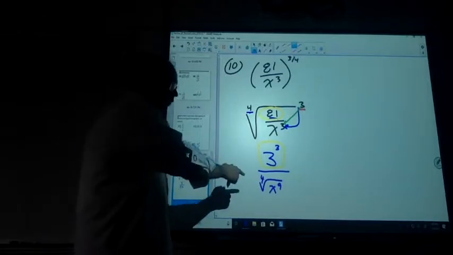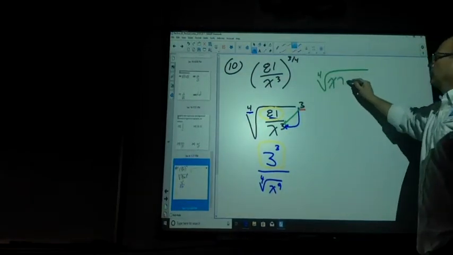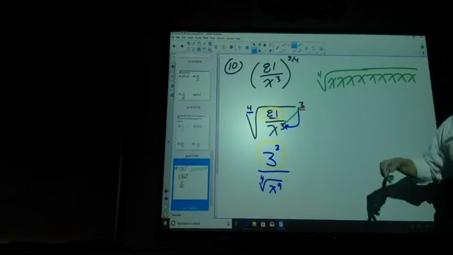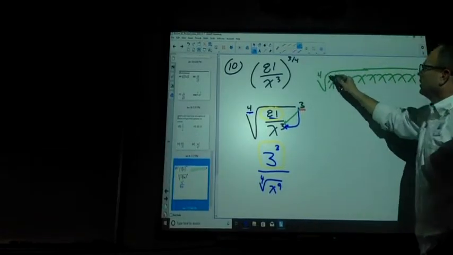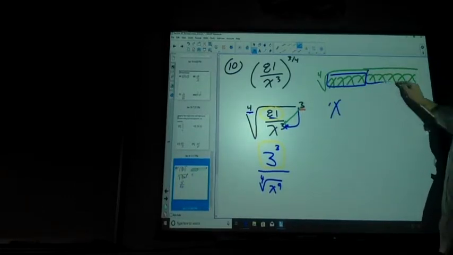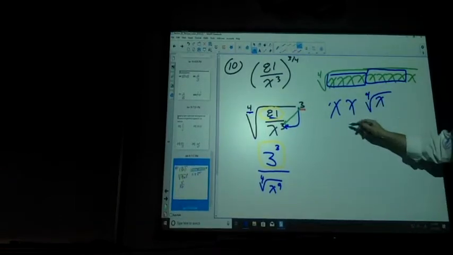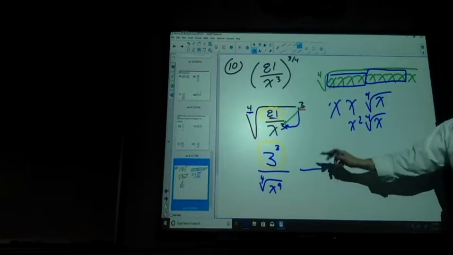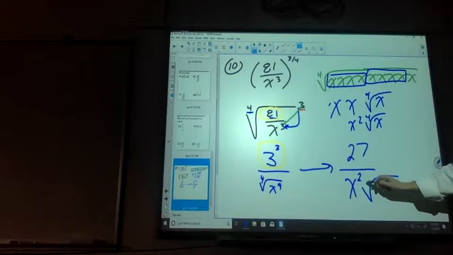So now what I'm looking for, think of this: 4th root of x to the 9th. It's all those x's multiplied together. Thank goodness we only stopped at 9. So how many of a kind am I looking for? 4. So what is the 4th root of that? Just x, so an x is outside. What's the 4th root of that? x. So there's another x outside, and then I'm left with this. So that's going to give me x squared, 4th root of x. That's what my denominator is going to be. So now I'm going to replace it. So 3 times 3 times 3 is 27 over x squared, 4th root of x.